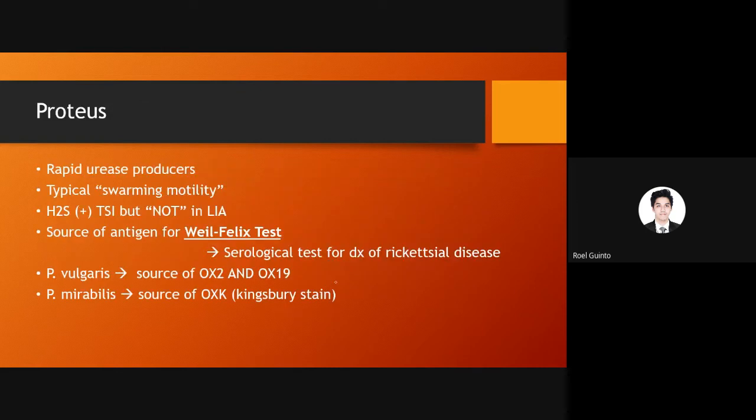Next, we have Proteus. So Proteus is rapid urease producer. So sinabi natin kanina, yung ating mnemonics, PPM. So Proteus is typical swarming motility. Kapag nabasa sa board exam, microorganism that has swarming motility, wag na mag-isip ng iba-iba. Sagutan natin Proteus. H2S positive in TSI, but not in LIA. Kasi nga, in TSI, we have space.